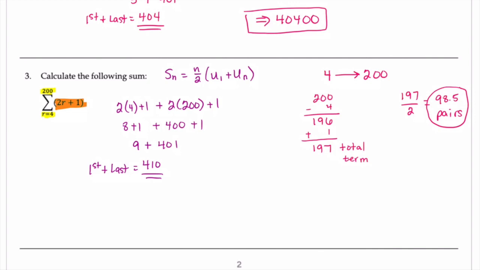Once I have the number of pairs, now I can figure out the sum of these terms. So I'm going to take that 410 multiplied by the number of pairs, giving me a value of 40,385.